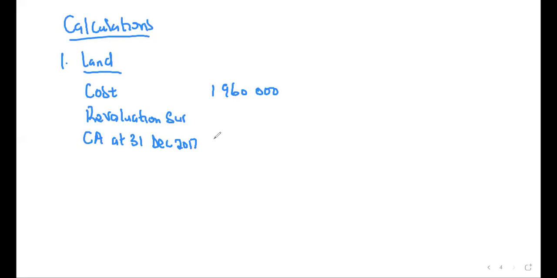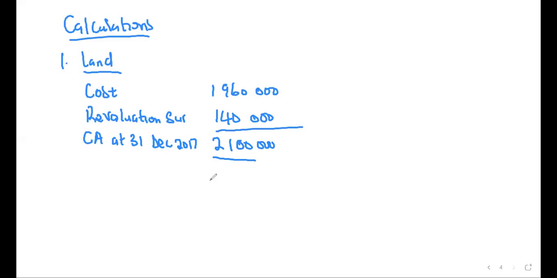The carrying amount at 31 December 2017 is 2,100,000. So the difference between the carrying amount and the cost is going to give us the revaluation surplus, which is how much there? Minus 19. So which means our revaluation surplus is going to be 140. So that's on the land.